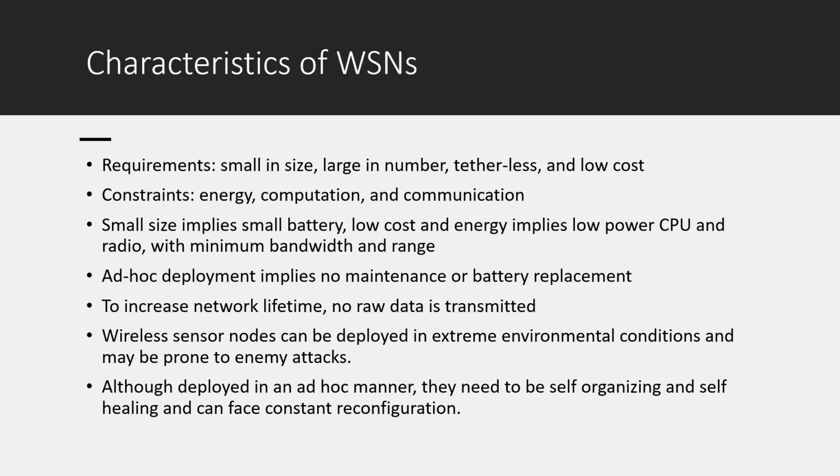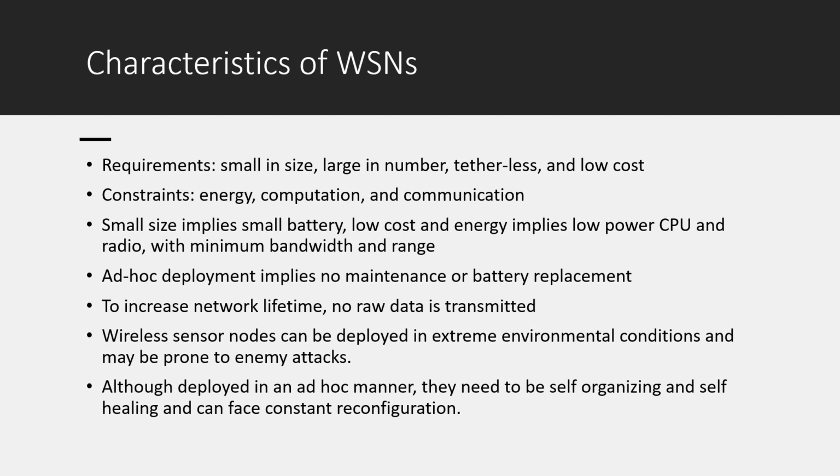So wireless sensor networks have a few characteristics or properties of their own. Usually wireless sensor networks are very small in size. Nodes are very small in size, and there are a huge number of nodes, and tetherless means there is no wire in between them, and they have to be low cost. It means the production cost of those sensor nodes has to be very low.